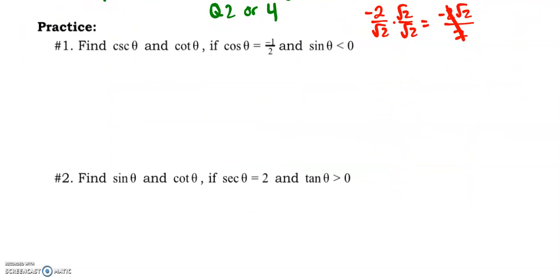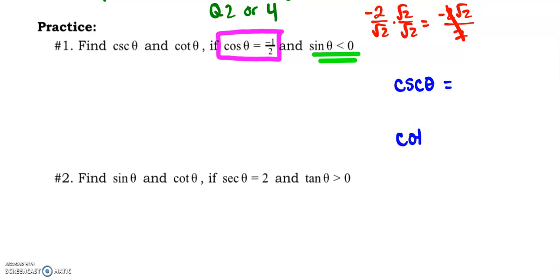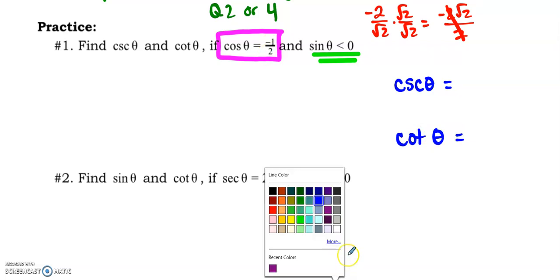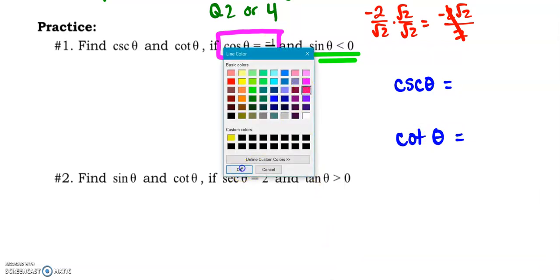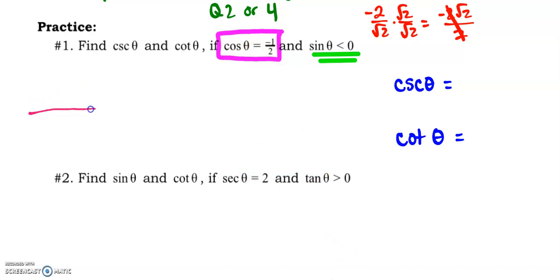All right, I'm going to talk you through one more before I give you some time to practice. Okay, so again, we're given this piece of information in the middle. And we're told some additional information, and we are looking for the cosecant of theta and the cotangent of theta. All right, okay. So cosine of theta is negative 1/2. I know that that means cosine must land in the second or the third quadrants. Here, I'll just write that down. Quadrant 2 or quadrant 3.